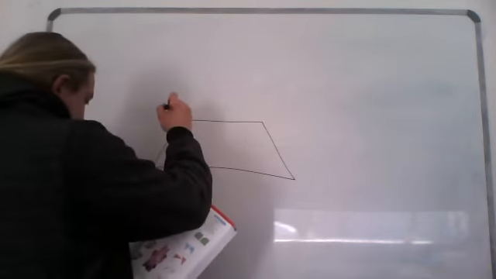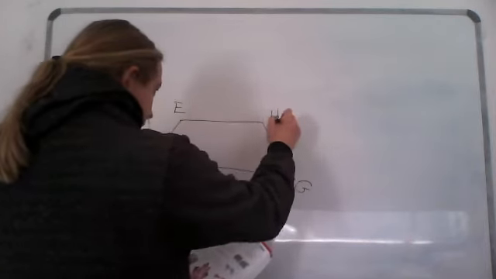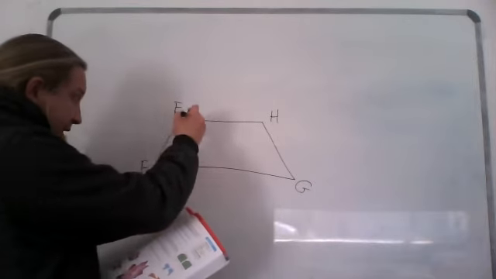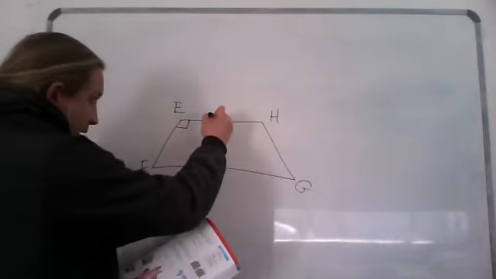Okay, this is what we have. So E, F, G, H. And they say this is a 90-degree angle there. This side equals that side, and this side equals that side. Right, so let's think about this. What do we have? Well, first of all, we have a 90-degree angle. We also have that this side equals that side and this side equals that side. Well, both pairs of opposite sides are equal.